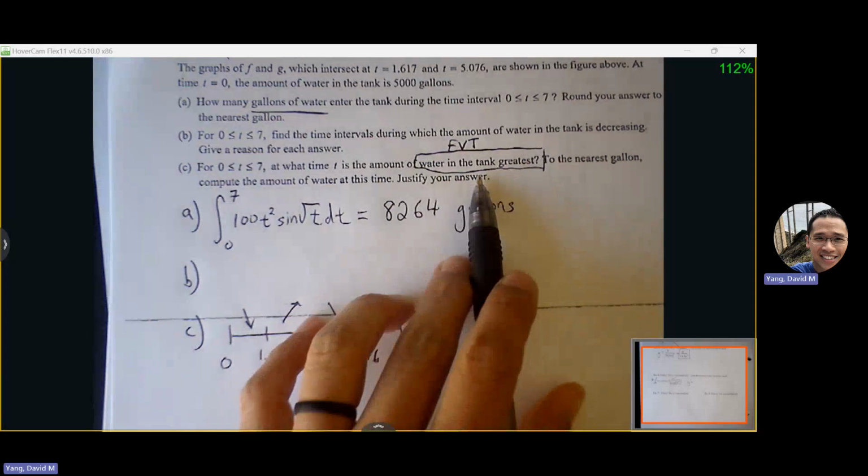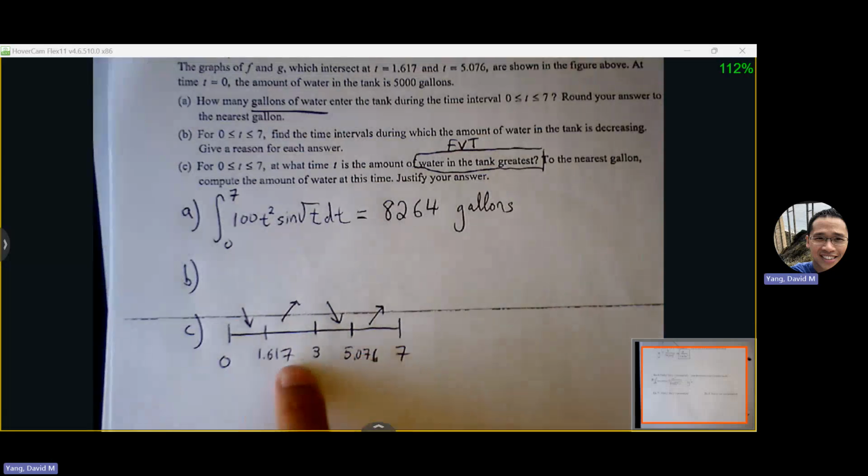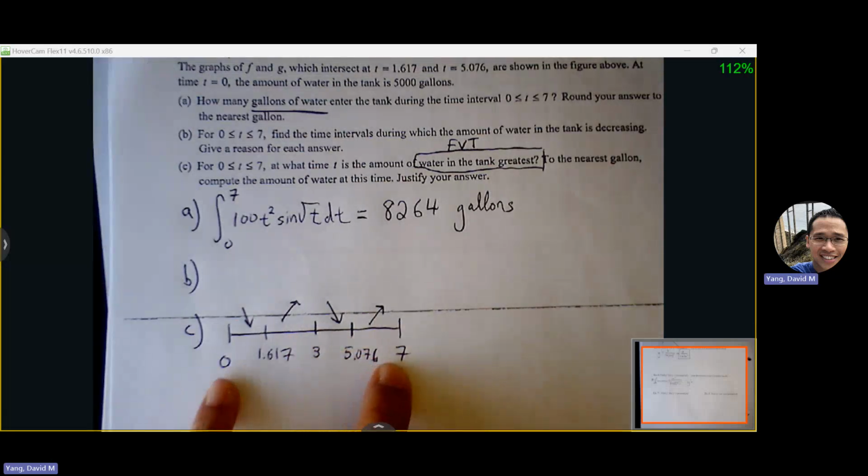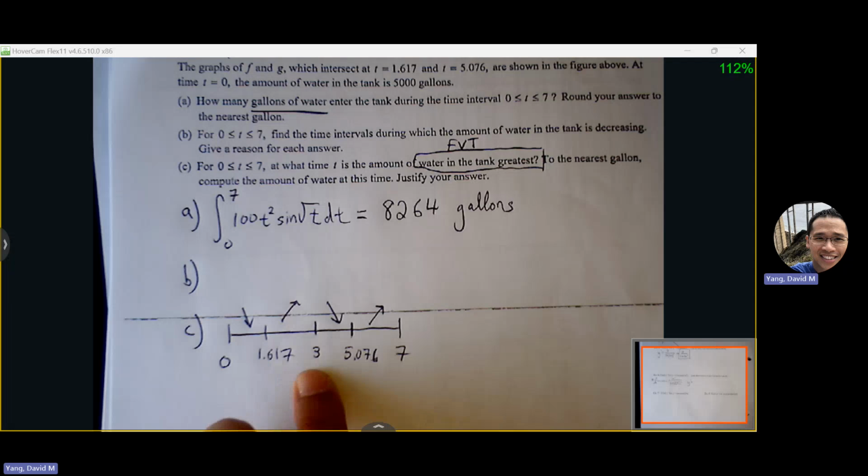So if I want to find absolute max, I just have to worry about endpoints and valid critical points. I don't have to really test 1.617 and 5.076. I mean, I could, but I'm just doing additional work where I know these candidates are never going to be an absolute max. So really, I only have to worry about testing 3, 0, and 7.